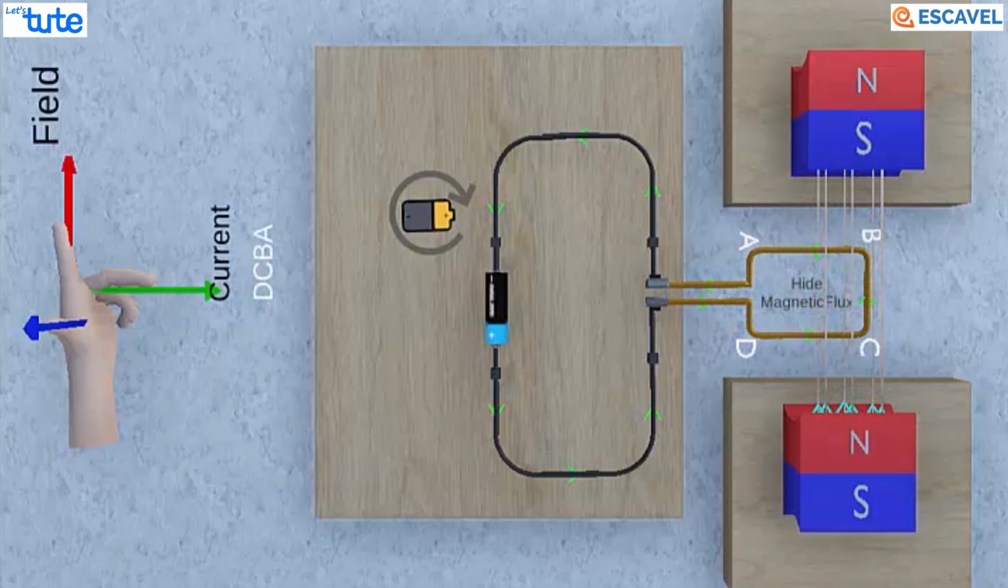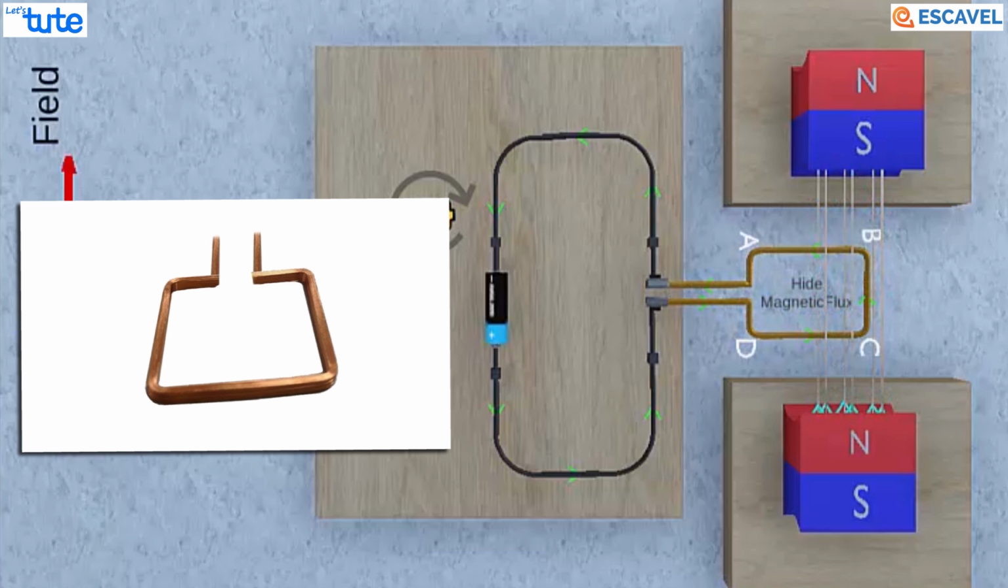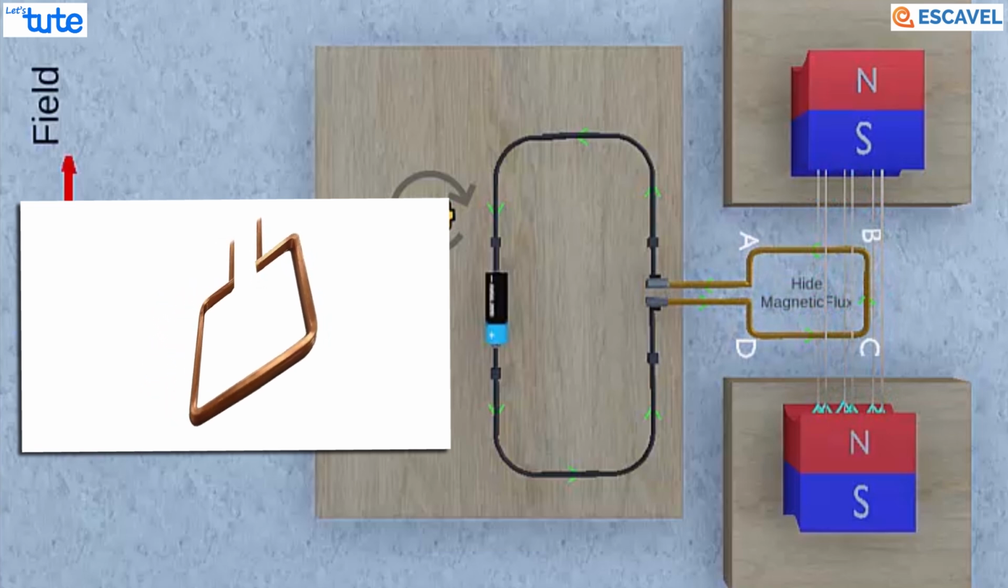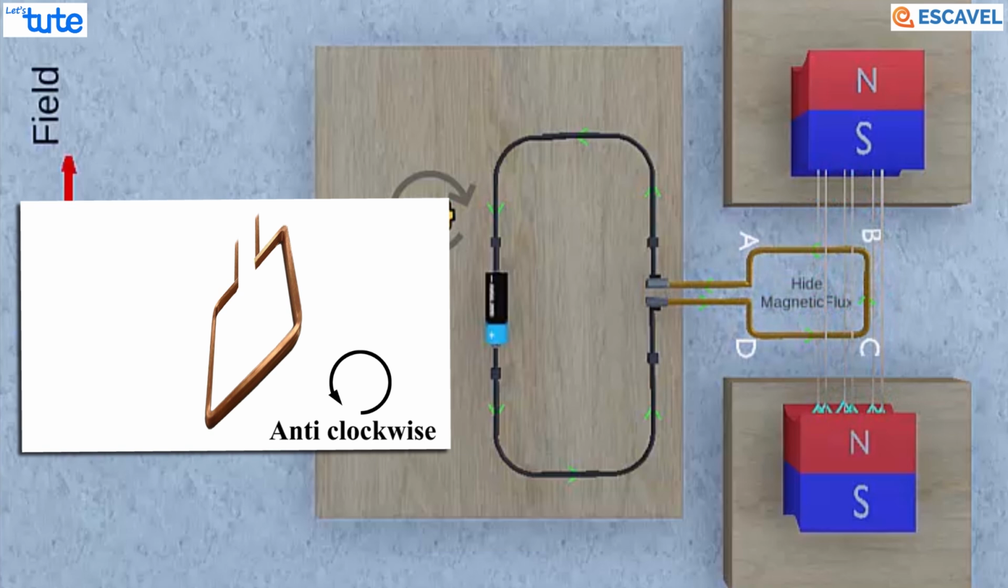Okay, now let's take the example of coil. Now if we want that our coil should always rotate in anti-clockwise direction, then the force on the right side should be in the upward direction and on the left side the force should be in downward direction, right?